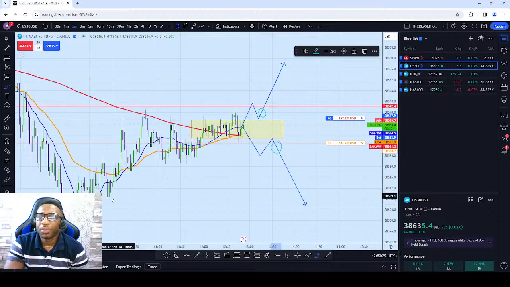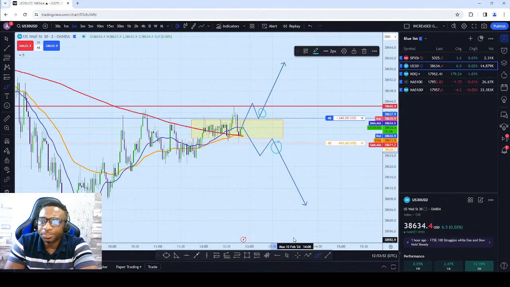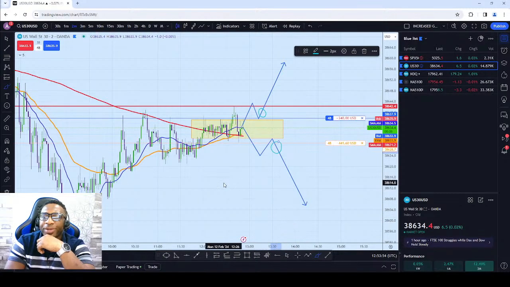Because we know it's in an uptrend on the higher time frame, we want to be going with the trend, with the uptrend. So this is where we have a high probability. Our anticipation is the up one, but if that doesn't happen, we follow the next scenario.